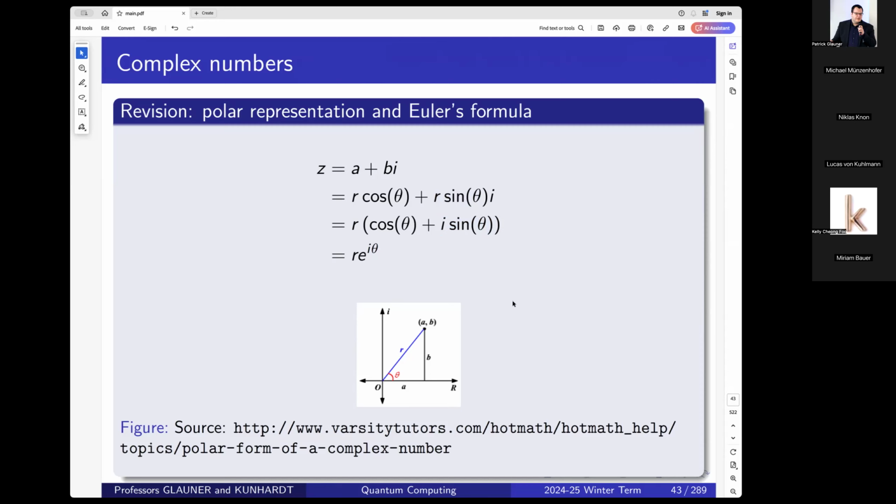This is just a different representation of complex numbers that comes with some benefits. Sometimes when you multiply or you do certain operations on complex numbers, you can do this quite efficiently here.